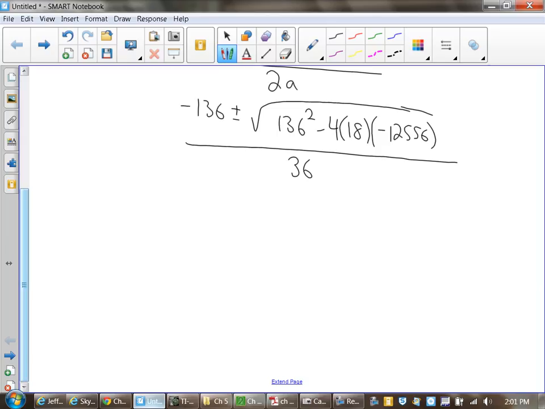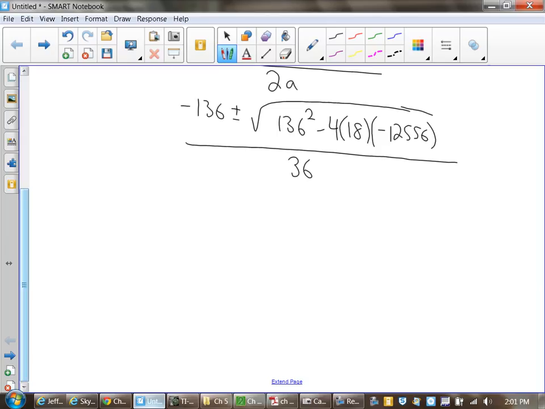Yes, that looks daunting. Yes, that looks kind of nasty, but all you have to do is figure out what's in the discriminant. Your discriminant, remember, allows you to figure out the number and type of solutions that you're going to have. If it's positive, 2 real. If it's negative, 2 imaginary. And if it's 0, 1 real.